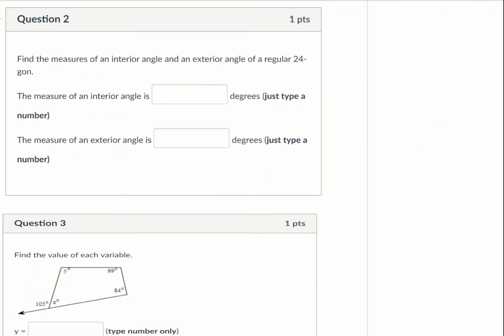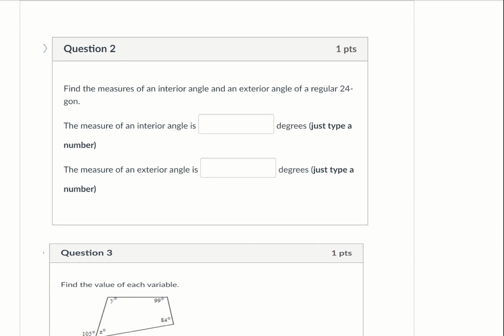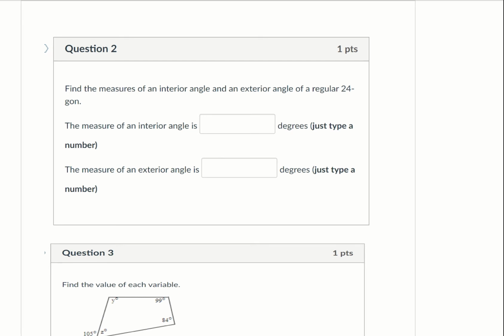And question 2, another 6.1 type question: find the measures of an interior angle and an exterior angle of a regular 24-gon. So we have a polygon that has 24 sides, so we know that automatically n is 24. And it says find the measure of an interior angle. So we're looking for one interior angle.